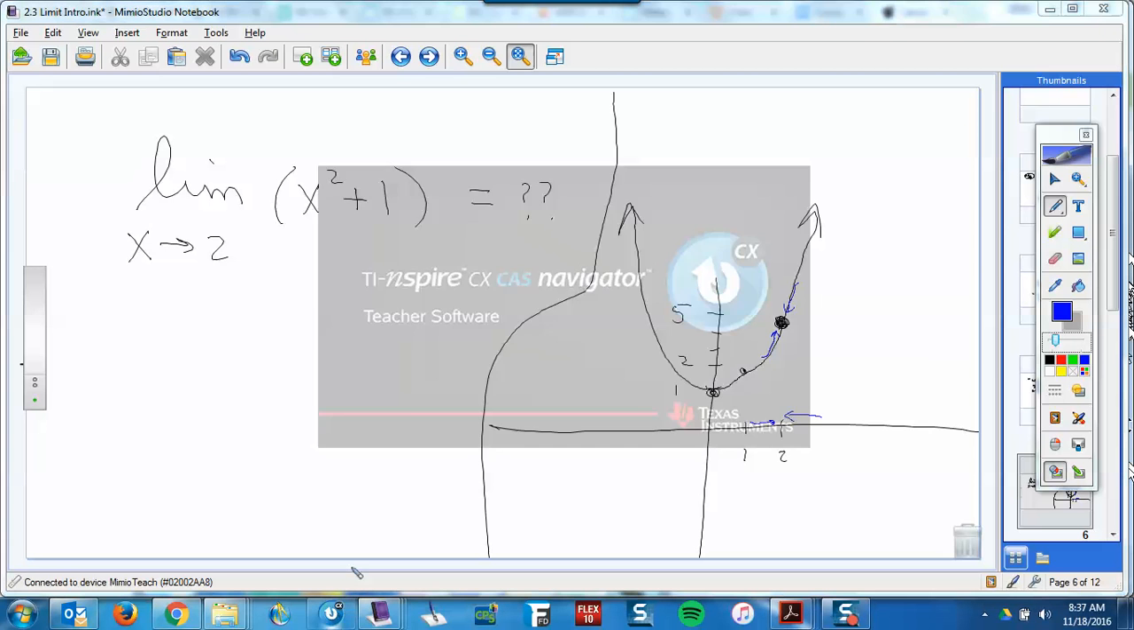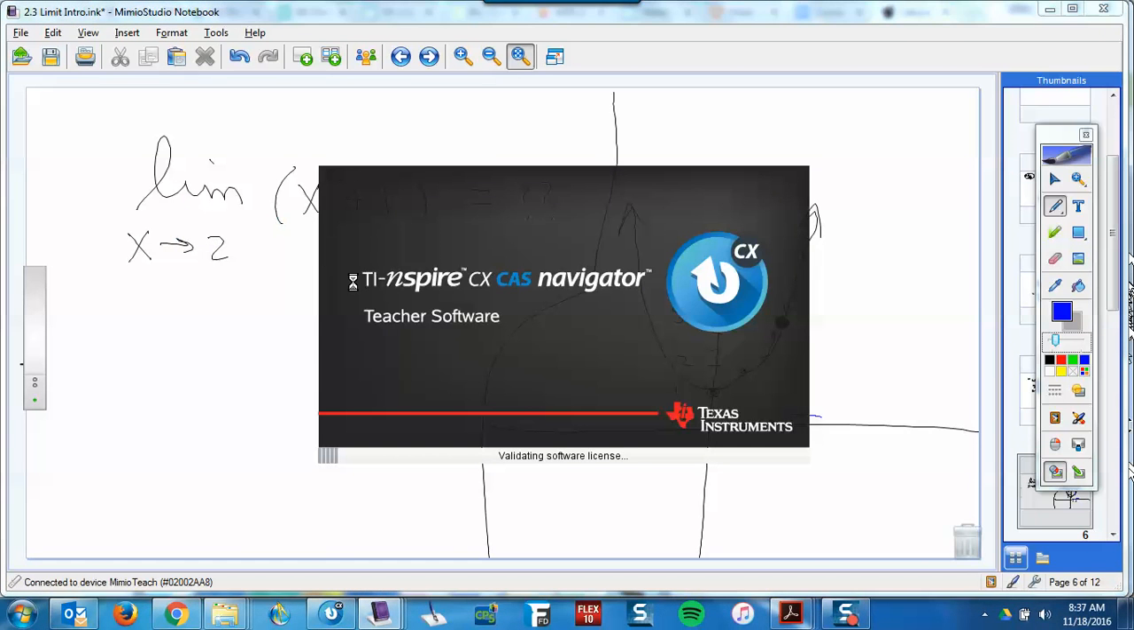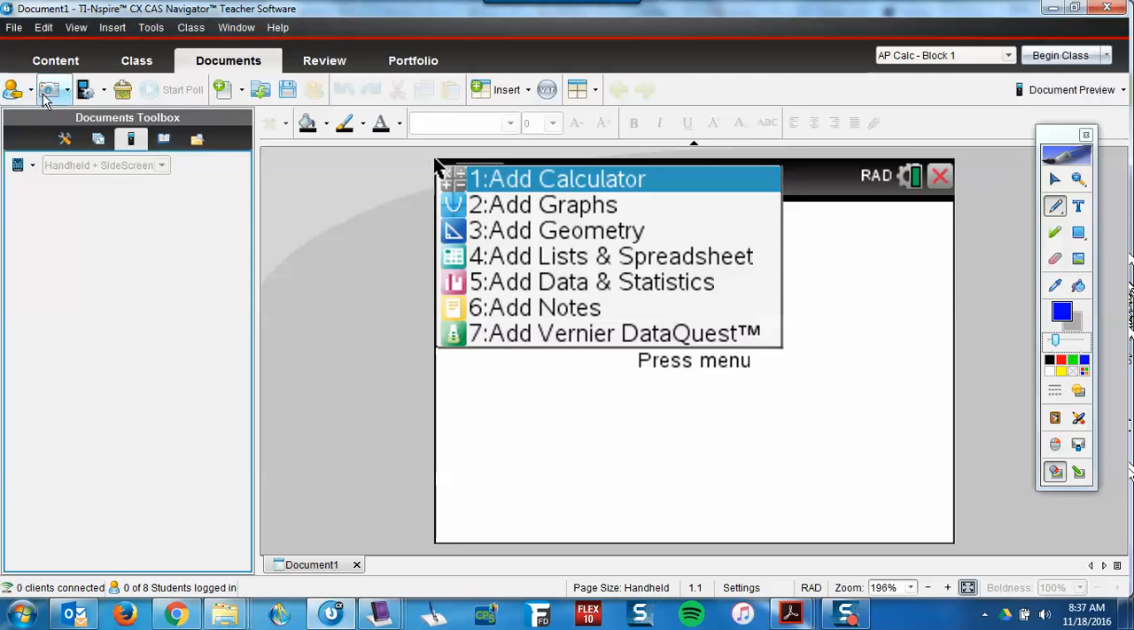One of the things we will do on our calculators is look at a table of values. Here's where a table of values can come in really handy. We're not going to do the calculator tables today; we're going to do that on Monday. But if I go on to my calculator, I can do this real handily here.